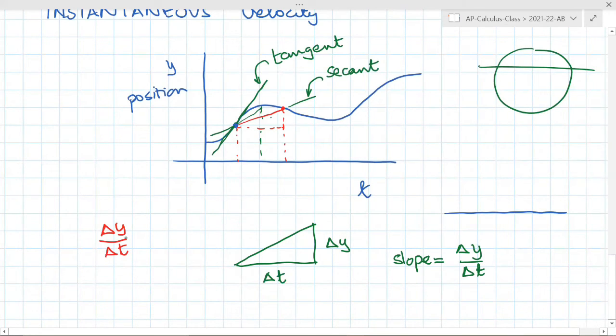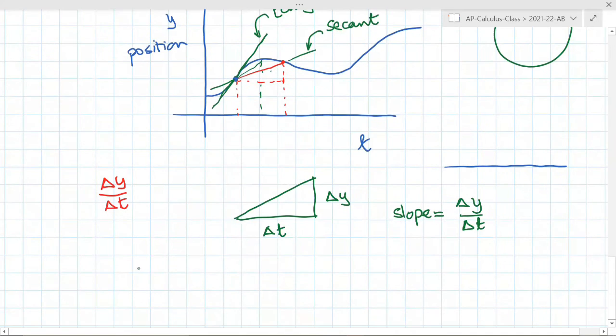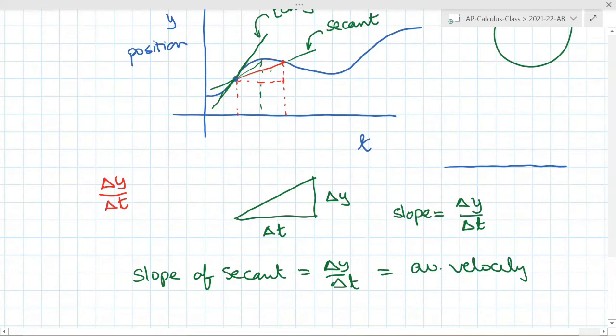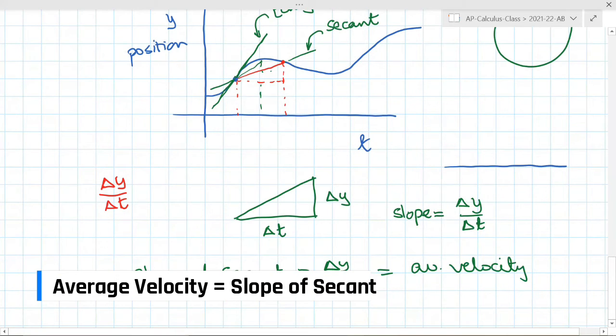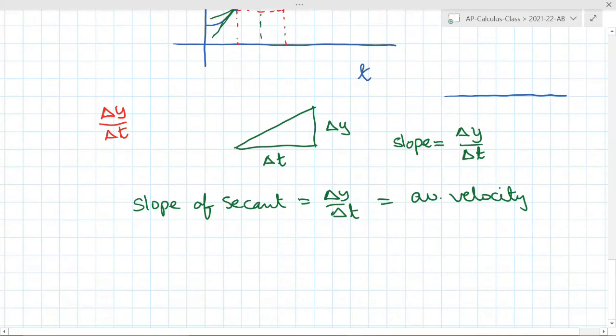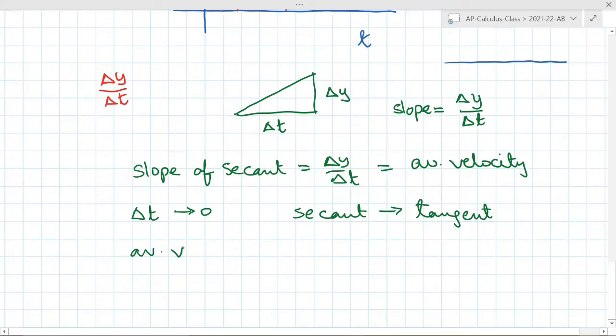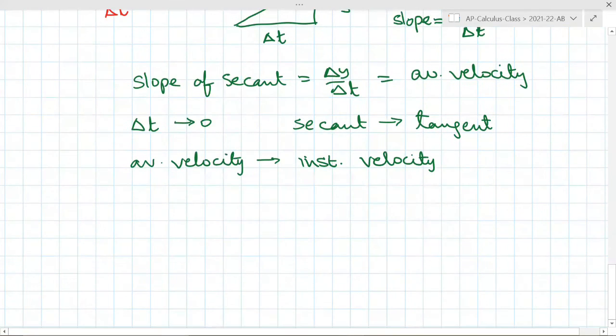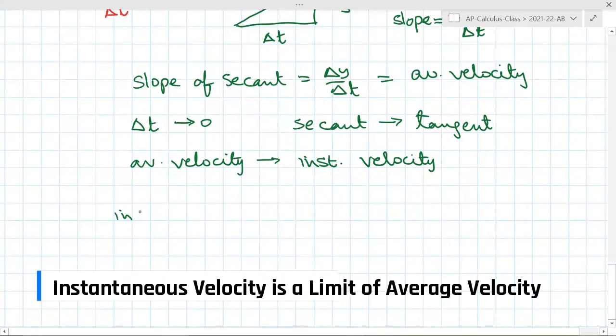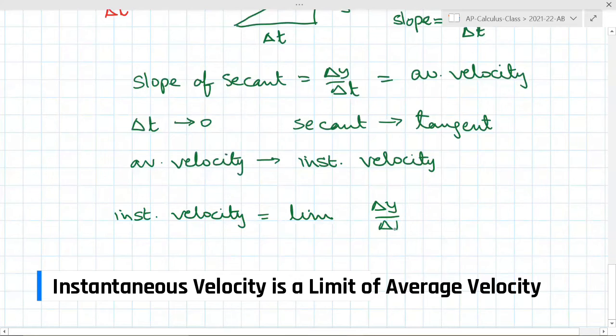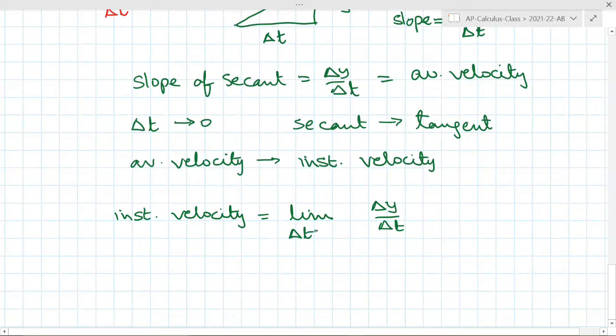So the slope is the same as this, right? Average velocity. The slope of the secant was delta y over delta t, which is also the average velocity. But if we shrink this delta t to 0, then it becomes tangent. If delta t goes to 0, then the secant goes to the tangent and average velocity goes to instantaneous velocity. So we can define the instantaneous velocity as the limit of delta y over delta t, where delta t goes to 0.